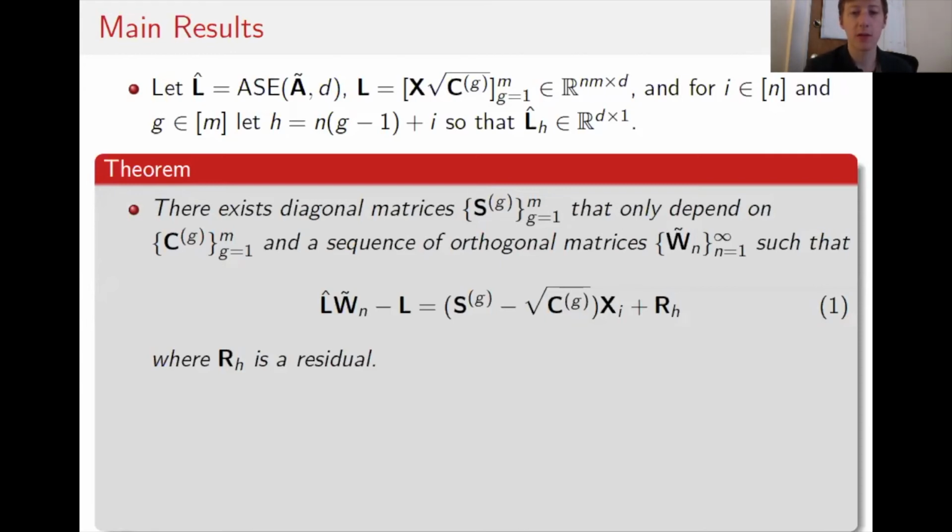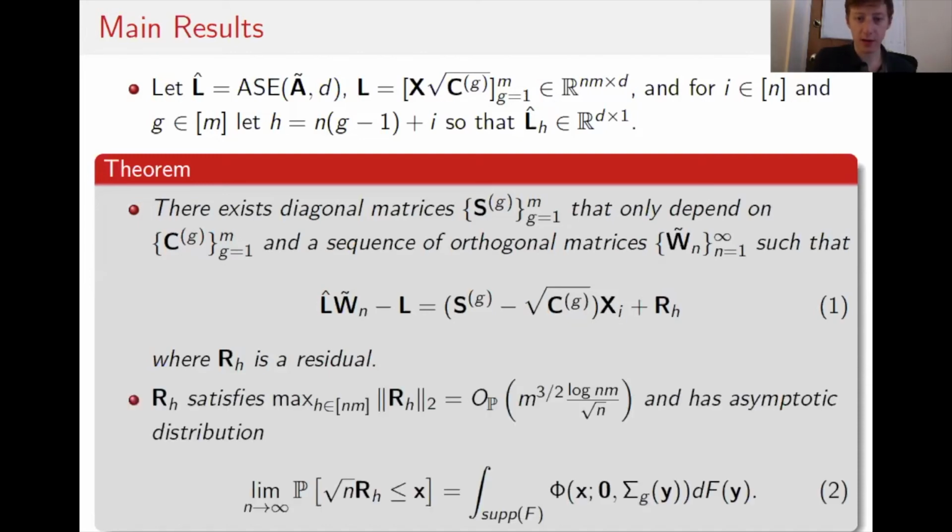So the first term here is S_g minus square root of C times X_i, and the second term is just a residual term. This first term captures the bias of the omnibus embedding estimate. Remember that we're trying to estimate X times square root of C. And this result is saying that L hat is not concentrating around X times square root of C, but is concentrating around these X times S's.